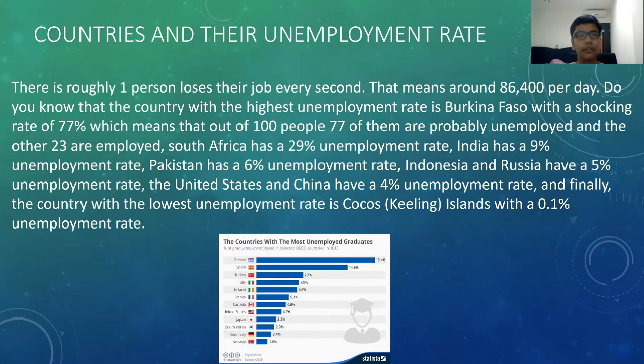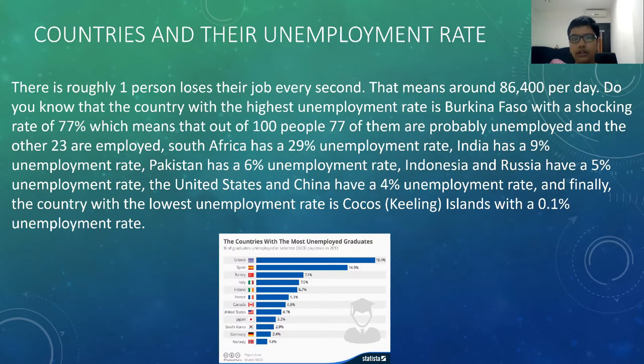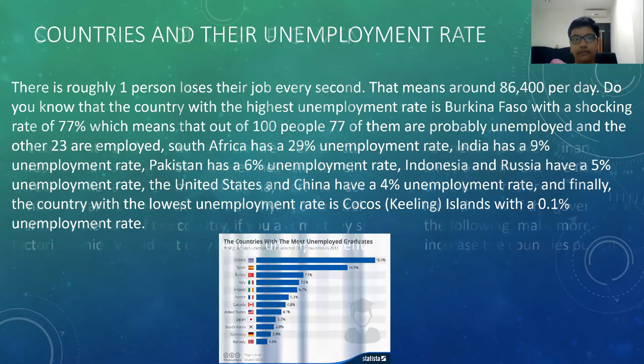There's roughly one person who loses their job every second. That means around 86,400 per day. Do you know that the country with the highest unemployment rate is Burkina Faso with a rate of 77%, which means out of 100 people, 77 of them are probably unemployed. And the country with the lowest unemployment rate is Cocos Keeling Islands with a 0.1 unemployment rate.